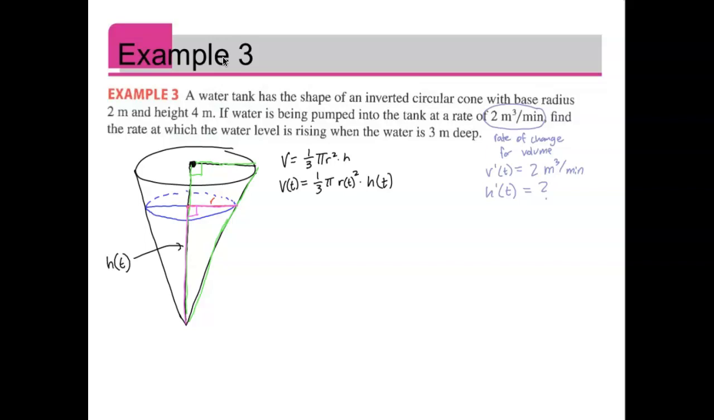And we're going to do that because they tell us some information about this cone. They tell us that its base radius is 2. That means at the base, we have a 2-meter radius there. And the height, so this, is 4 meters.